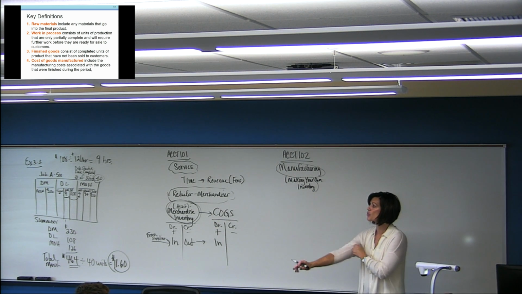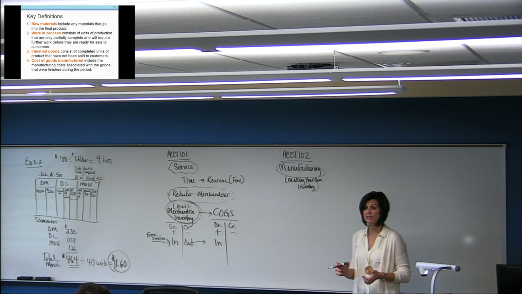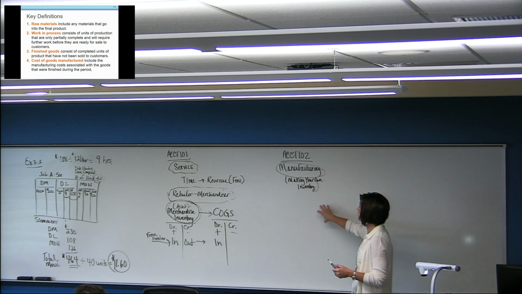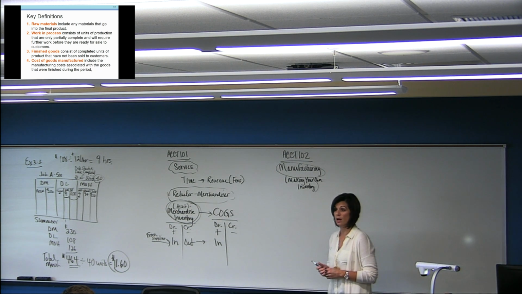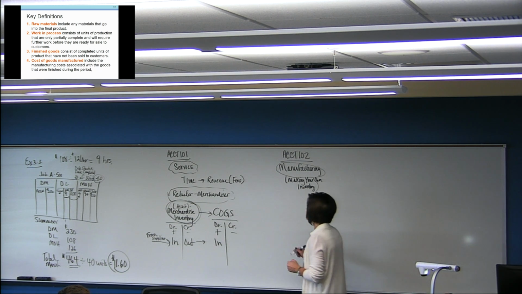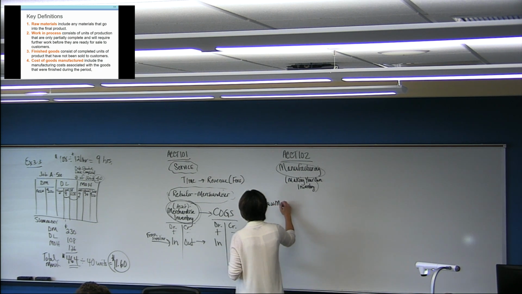So you'll see that there are four definitions up here, four new terms that we haven't seen before. Why not? Because they're really only associated with a manufacturing firm, not with the other two types of businesses that we focused on. Okay? So we have this new account called raw materials. And really, it's a raw materials inventory account. I'm going to add the word inventory here.